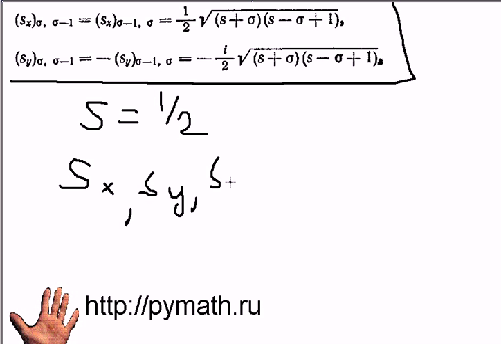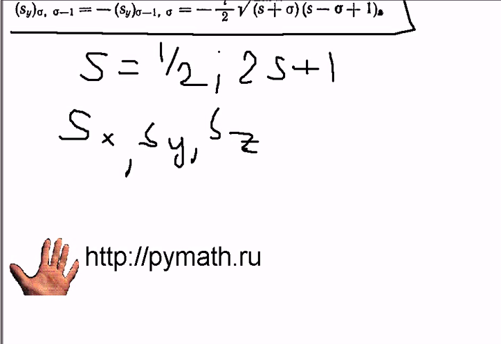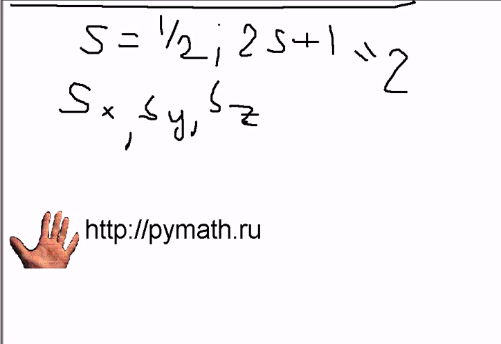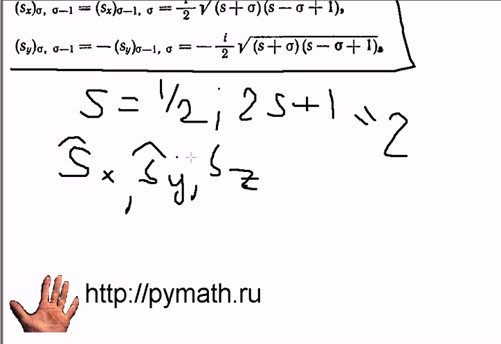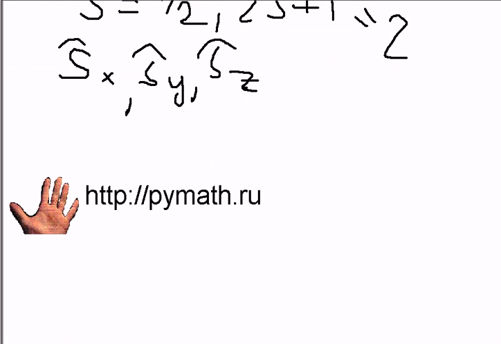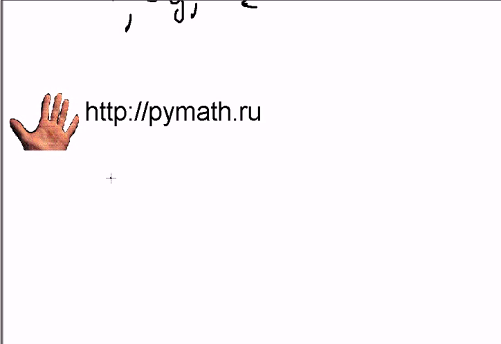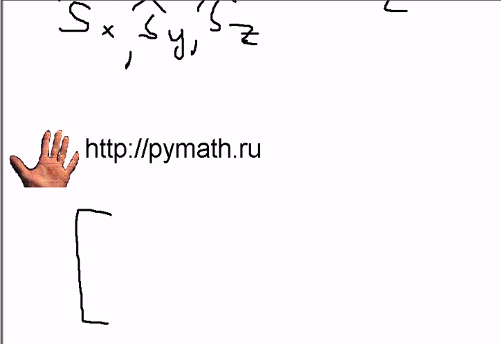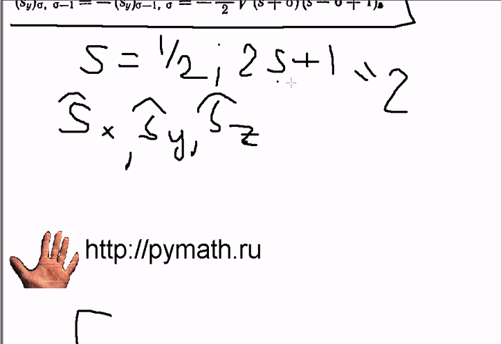in a matrix form. As you see, for this value we will gain a matrix of 2s plus 1 rows and columns. In our case it is equal to 2. And so I'll present to you the method of building the matrices for Sx, Sy and Sz. Here you are, the matrix. We have identified the common number of columns and rows, and its rank is equal to 2.